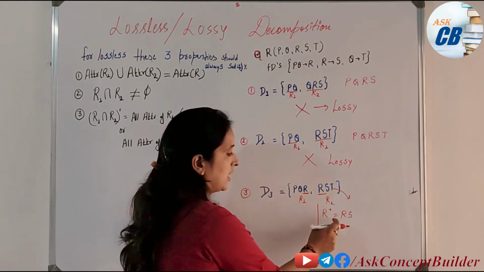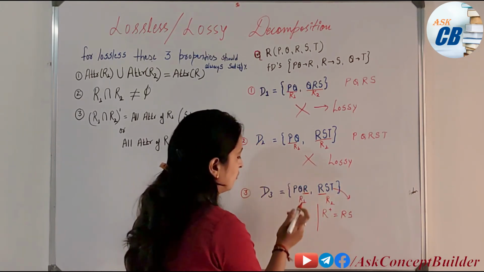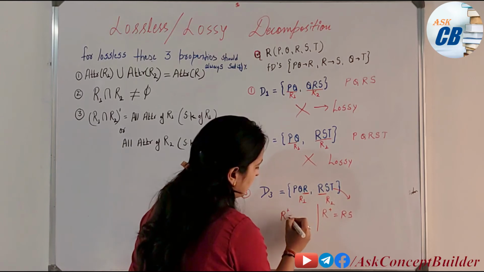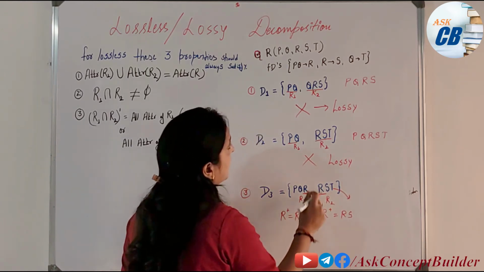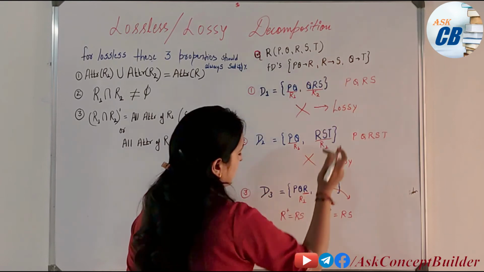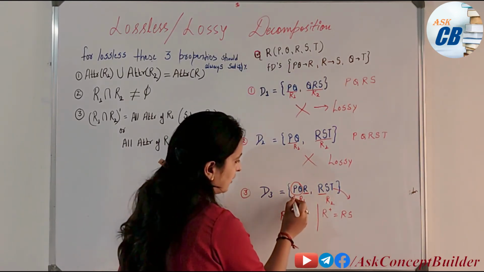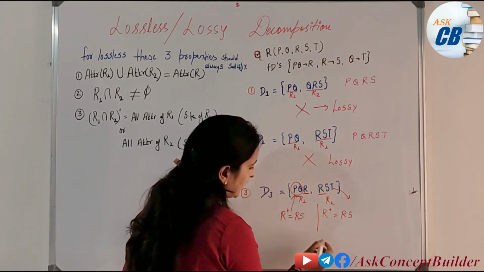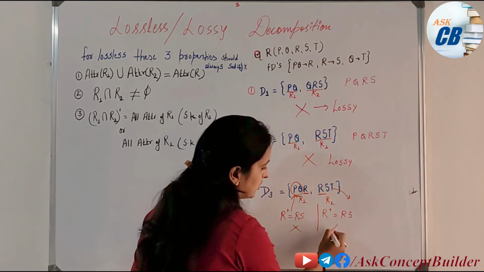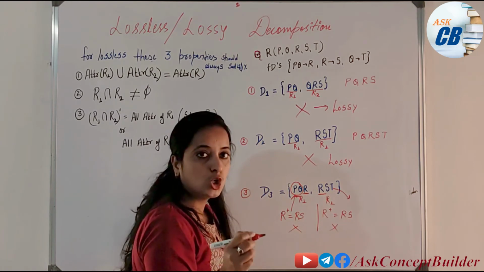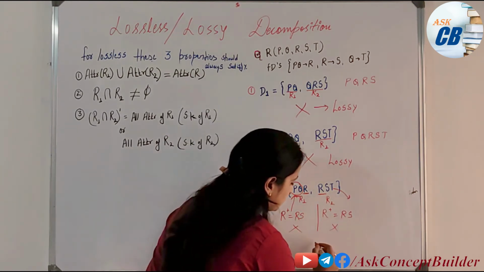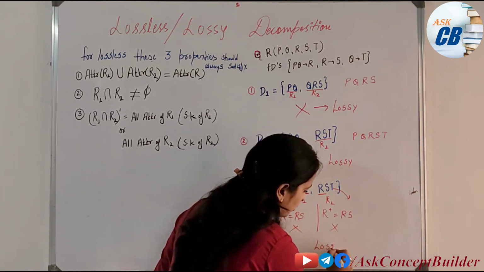Now we'll check for R1. Again here R is giving only R and S. But here the attributes are P and Q, so it is not deriving the attributes PQ either. So again this is not the candidate key of this, nor is it the candidate key of this. So this is again a lossy decomposition.